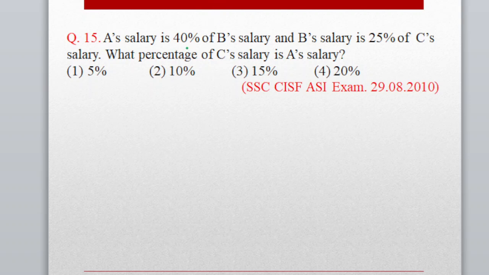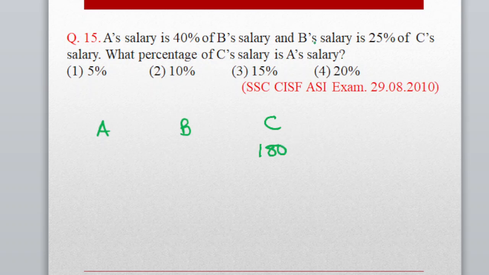A's salary is 14% of B's salary and B's salary is 25% of C's salary. What percentage of C's salary is A's salary? Now A, B, C are 3 persons. Suppose the salary of C is 100.